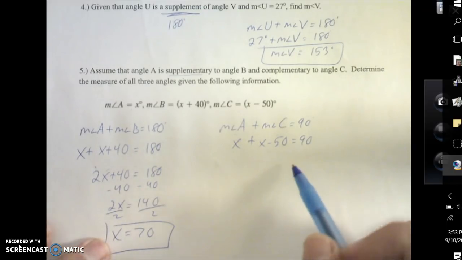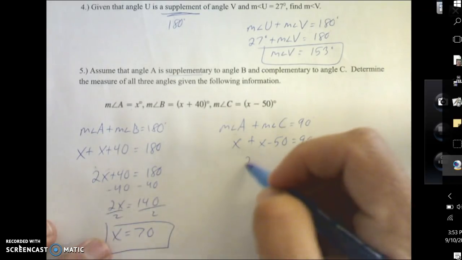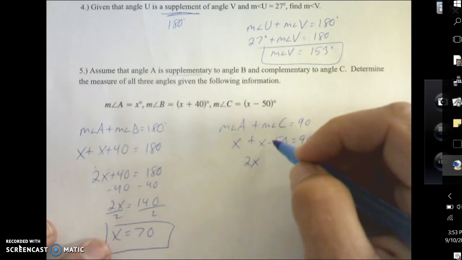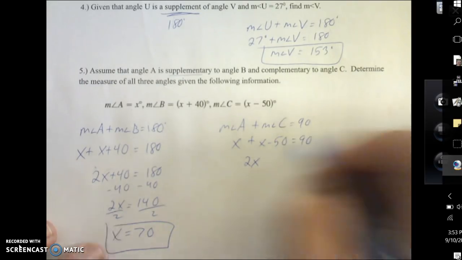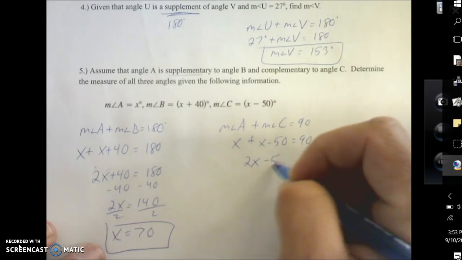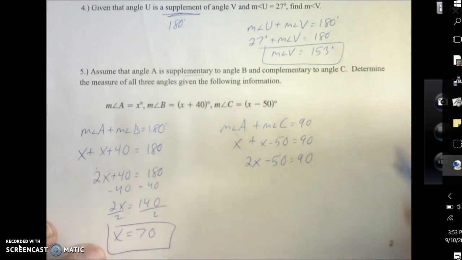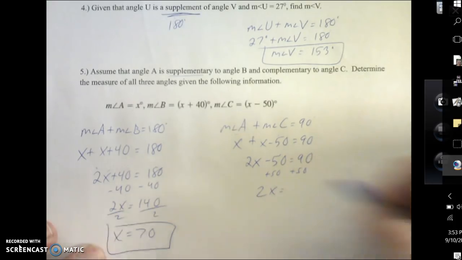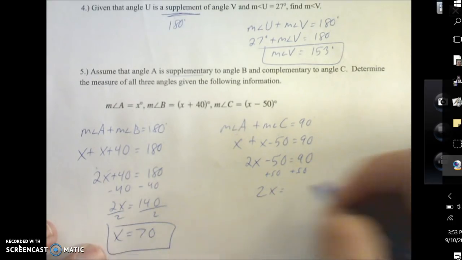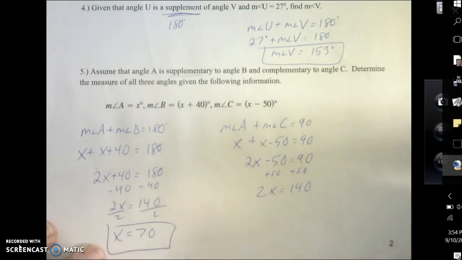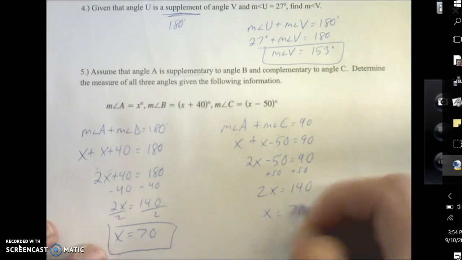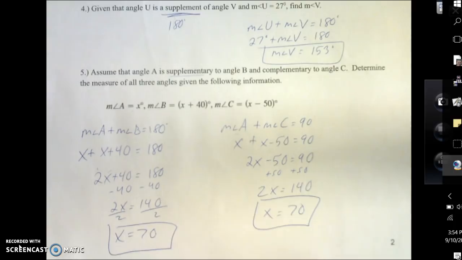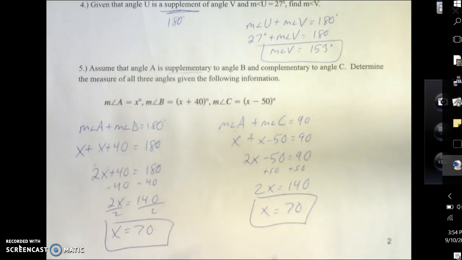Now, over here, let's check this out. X and x is 2x. And then here I can minus 50 equals 90. I can add 50. 2x equals 140. Divide. Now, if I divide here, wouldn't you know it, I get x equals 70 twice, which is good. Alright, so I know I'm good on both accounts.